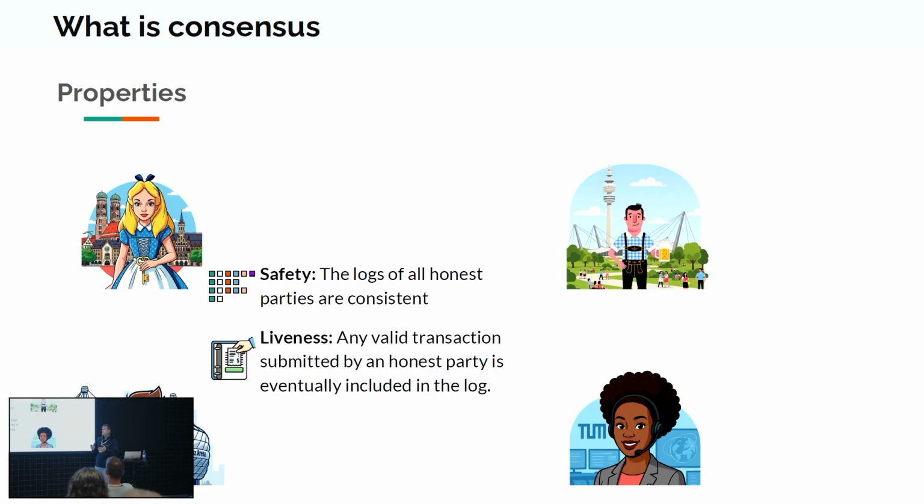And when I mention low latency blockchains, we want to minimize the time between the transaction being in the input stream and it eventually being included in the log of all honest participants. That's what we want to improve, and we'll discuss the latency of the following protocols.